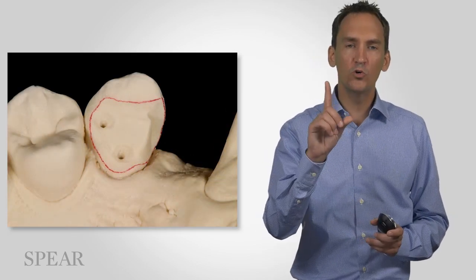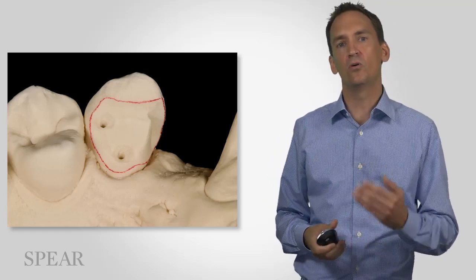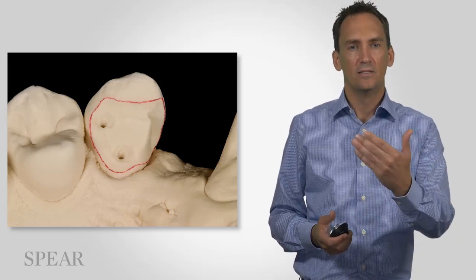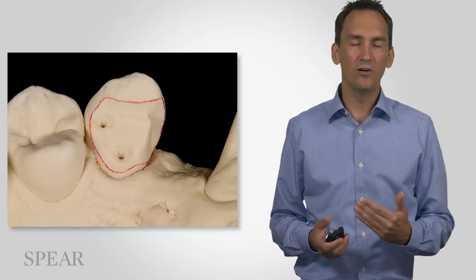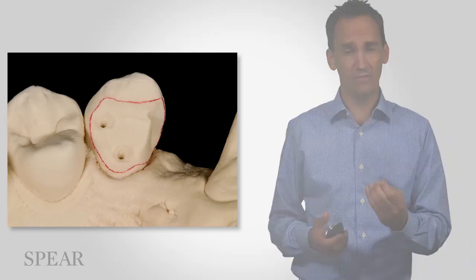So here's actually the prep on the model. I have a groove on the mesial. I have a pinhole on the distal and a pinhole on the direct palatal. All of these draw. Since this is going to be gold, the rest of the reduction can be 0.5 millimeter. It doesn't have to be very deep.